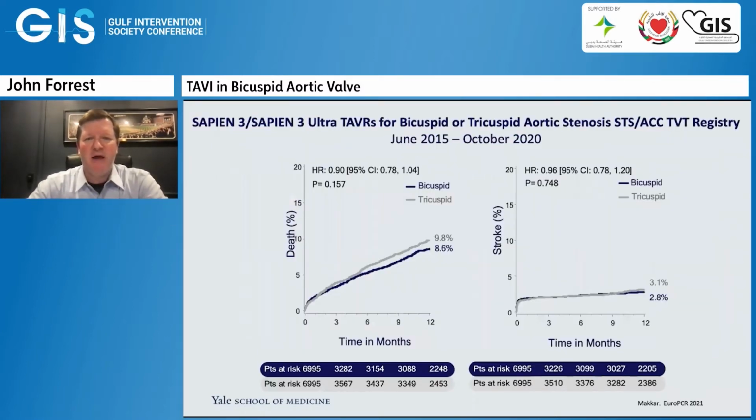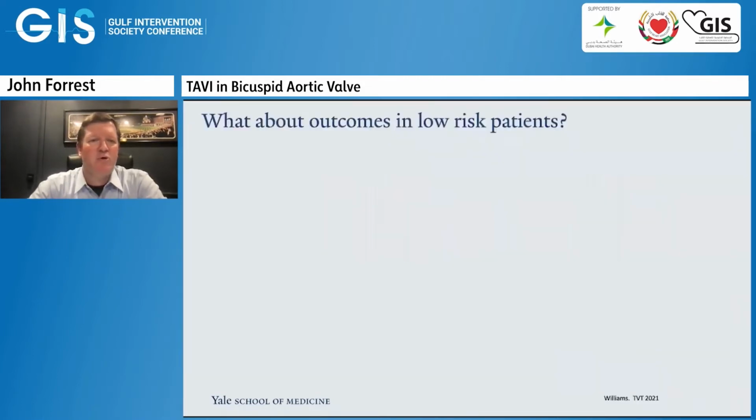Similar data has been done with the SAPIEN 3 valves, looking at the STS/ACC registry, following these patients out for a year. In this case, we have about 7,000 patients in the bicuspid group, and you can see there, outcomes in bicuspid and trileaflet valves undergoing TAVR very, very similar. It's important to note that for low-risk patients, there hasn't been an indication. So this is really for intermediate and high-risk patients, which led to some of the low-risk data.